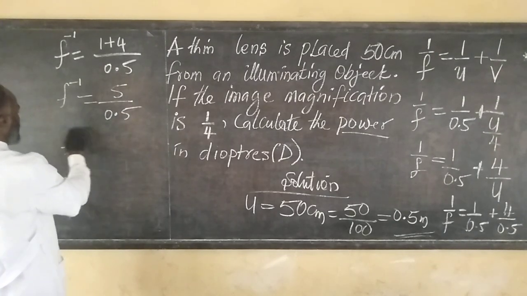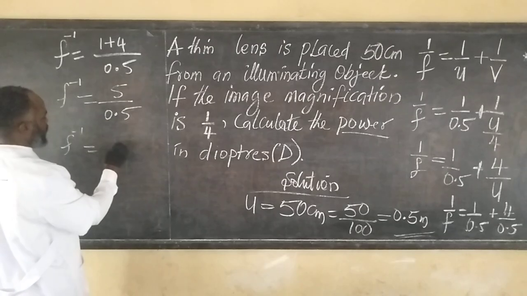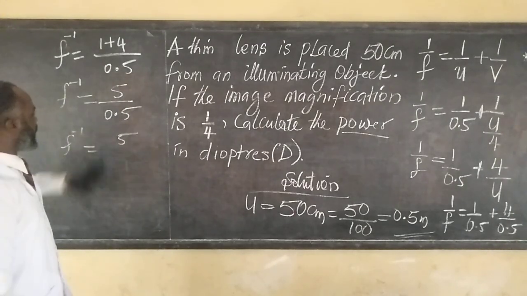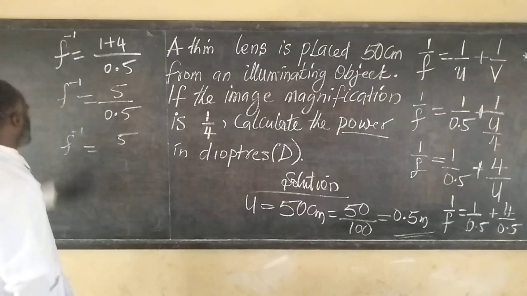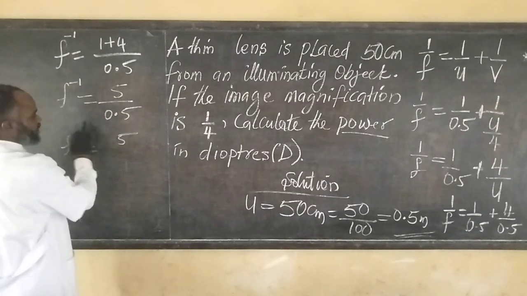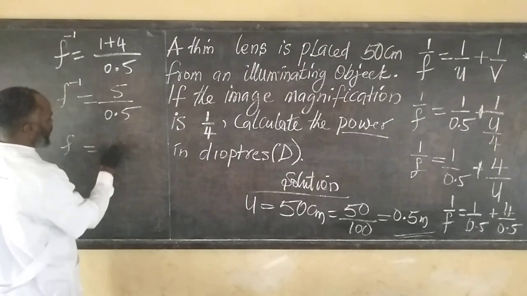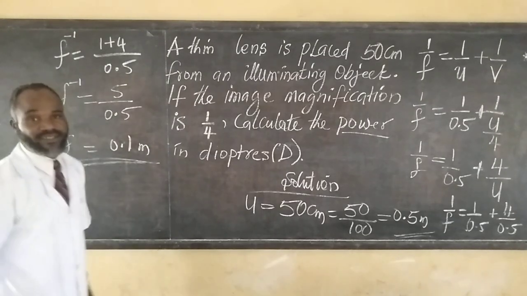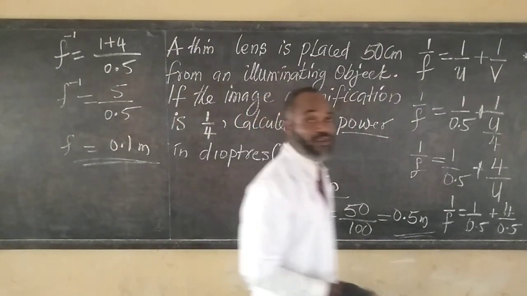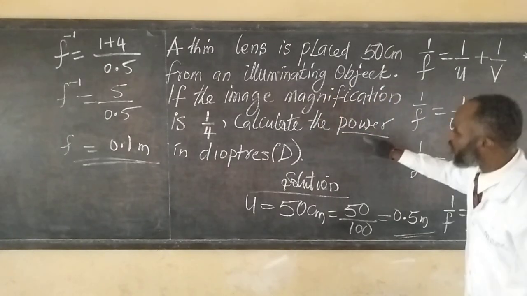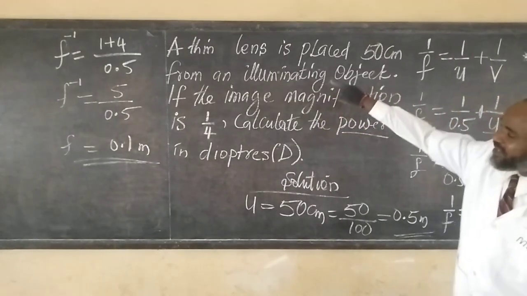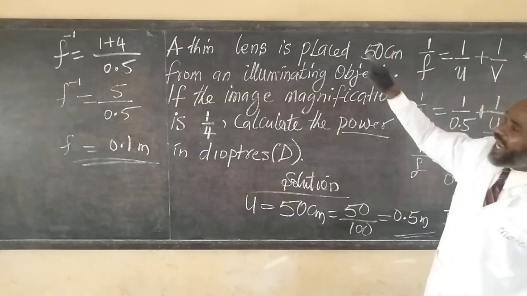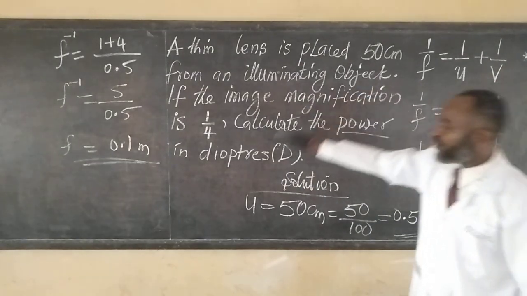Let's see what happens. I'm trying to simplify further. We have 5, and if we simplify this further, we're going to have 0.1 meters as the focal length. But that's not the final answer. We're looking for the power of the lens in diopters. I repeat, we're looking for the power of the lens in diopters.